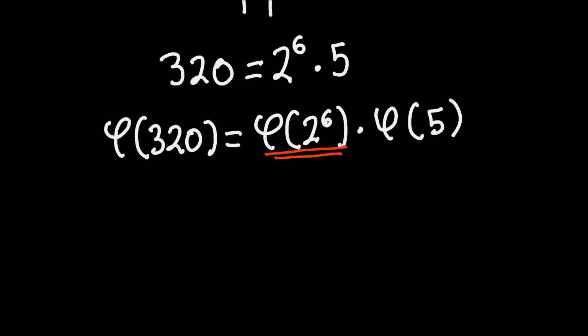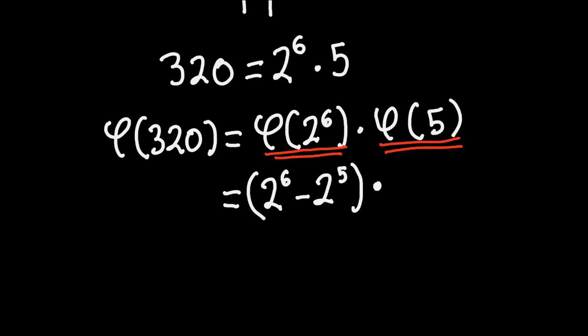Now if you look at that, that is a power of a prime number. That's 2 to the 6. Now by the property that we saw already, that's going to be 2 to the 6 minus 2 to the power 1 less, 2 to the 5th. Now for this other one, for the number 5, phi applied to 5, 5 here is a prime number, so we can use the property for prime numbers. So that's going to give us the prime number minus 1.